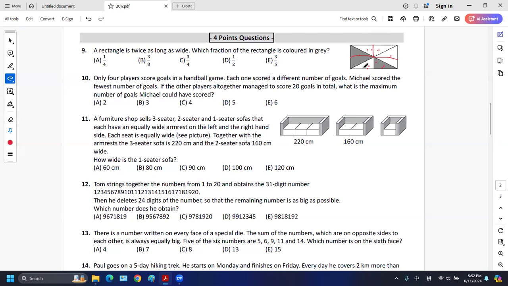So there's 1, 2, 3, 4, 5, 6, 7, 8. And over the gray, there's 1, 2, 3 pieces. So the answer would be 3/8, which is B. So B is the answer.